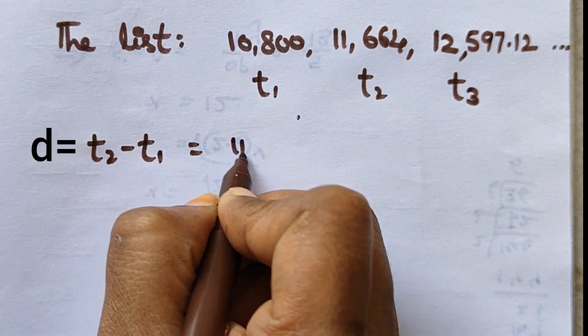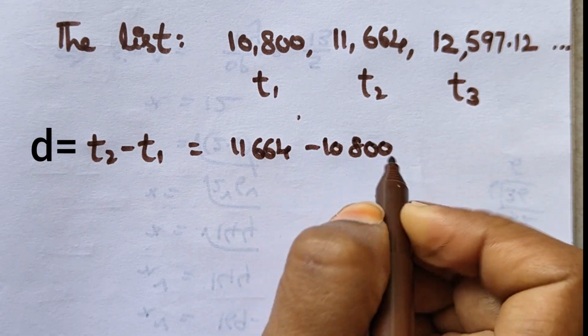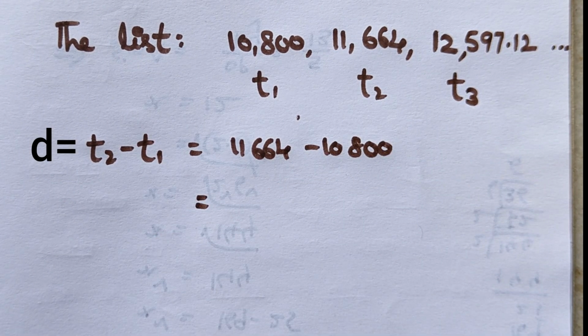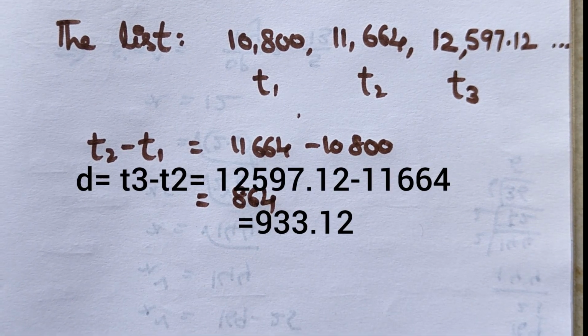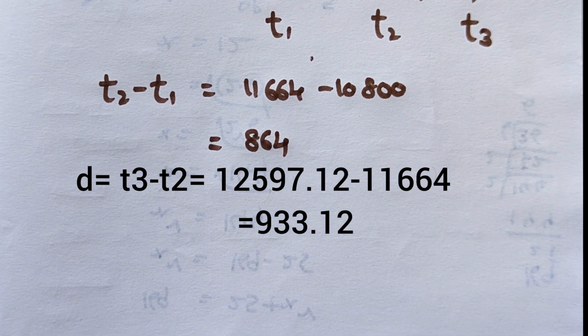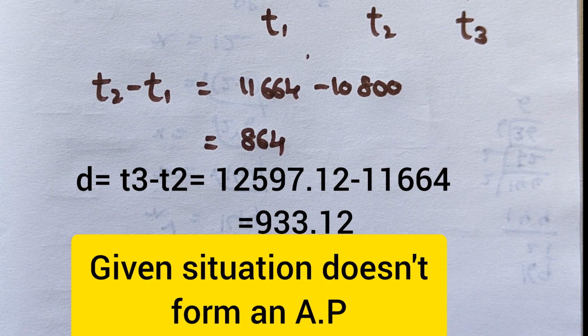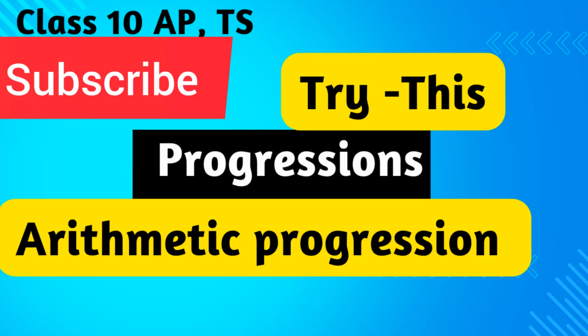How to check whether the series forms an AP or not? How to check the common difference? Term 2 minus term 1 is equal to 864. Also term 3 minus term 2 is equal to 933.12. There is no common difference between two successive terms. Therefore, the given situation does not form an AP, hence proved.